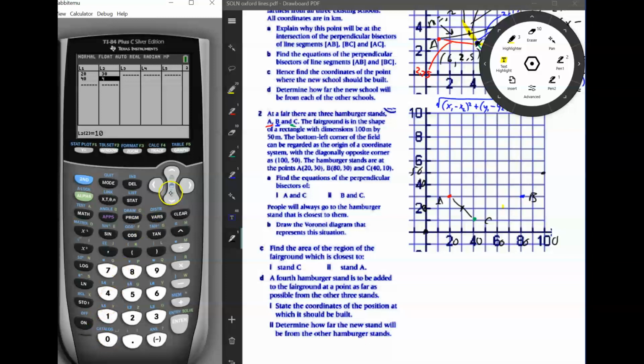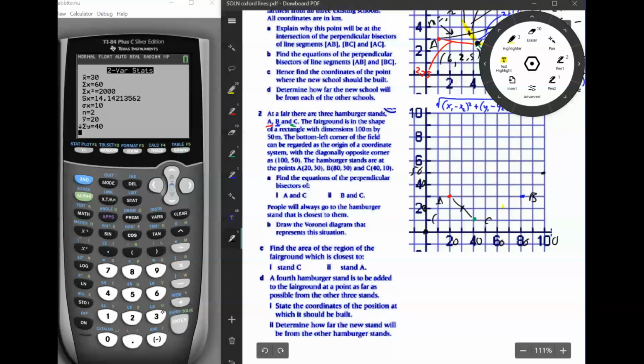And we can find the x bar, y bar, which would be the midpoint of these two, by doing stat calc 2var stats, L1, L2, blank. And the answer is 30, 20 is x bar, y bar. So this midpoint is indeed 30, 20.